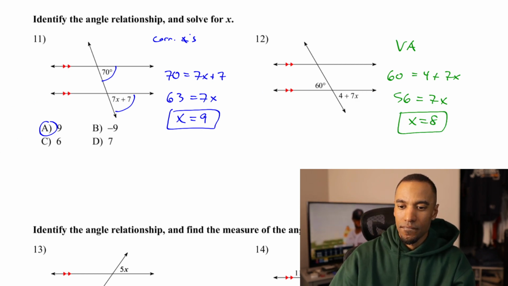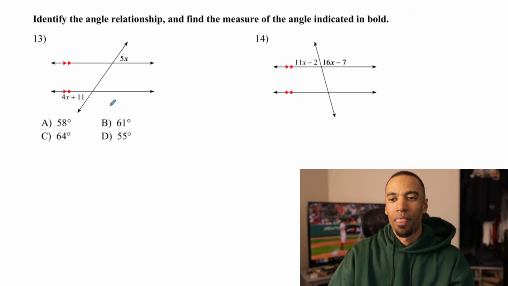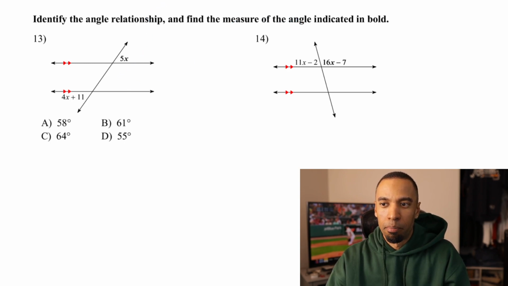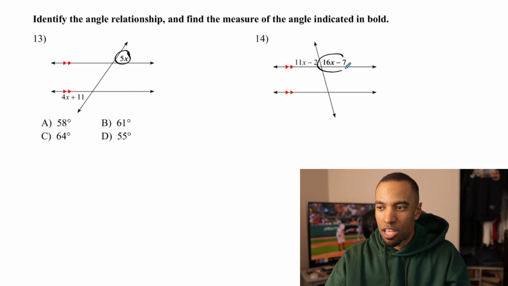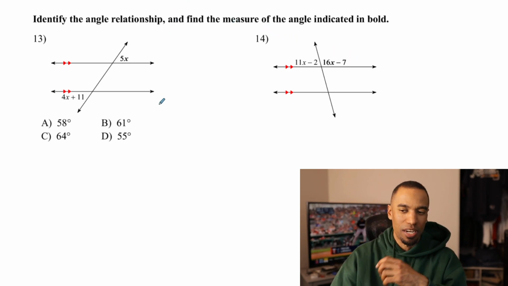Okay? Last two problems and then I am done. Here we go. Identify the angle relationship and find the measure of the angle indicated in bold. That's the one in bold there. I hope you can kind of tell. I know when I print these out, my students can never tell.